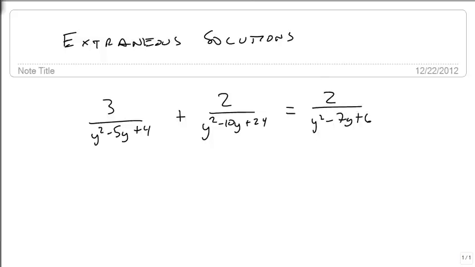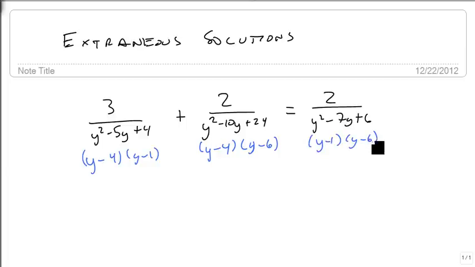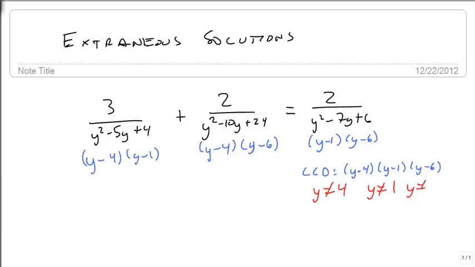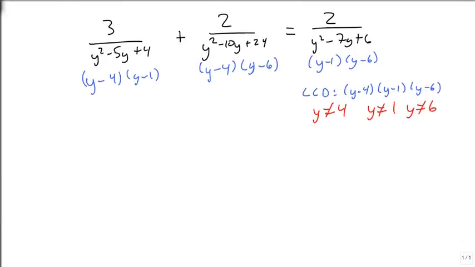And so we're going to start by finding our LCD, which is (y minus 4)(y minus 1), (y minus 4)(y minus 6), and (y minus 1)(y minus 6). So our LCD is (y minus 4)(y minus 1)(y minus 6). And because of that, we know that y cannot equal 4, cannot equal 1, and cannot equal 6.